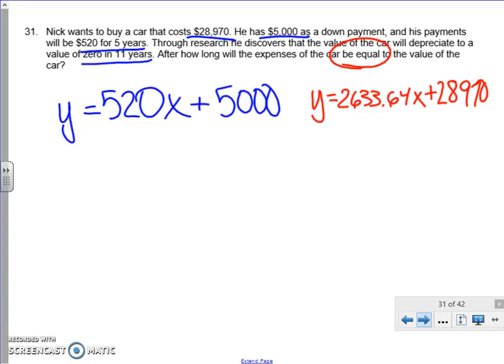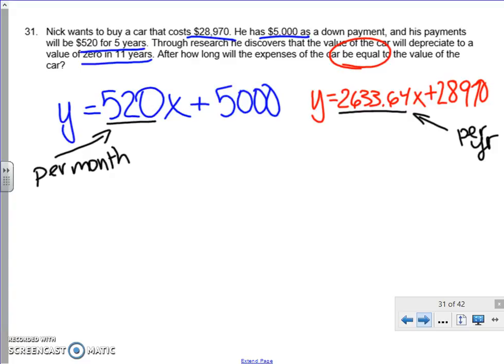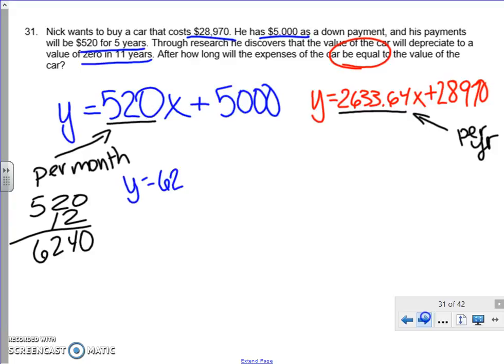But hold on, there's one little problem. Right here, this value is per year, whereas this one is per month. So I have to get them both to year. I have to compare apples to apples. It's an easy fix. I just take 520 and I multiply it by 12 and I end up with 6,240. That is how much I pay every year. So this equation is now y equals 6240x plus 5,000. Now that is actually in terms of a year.